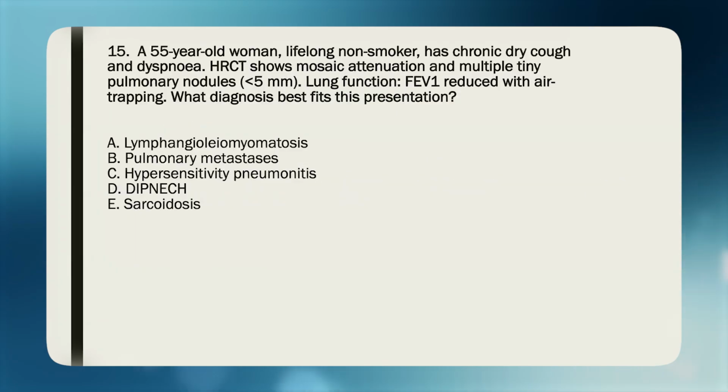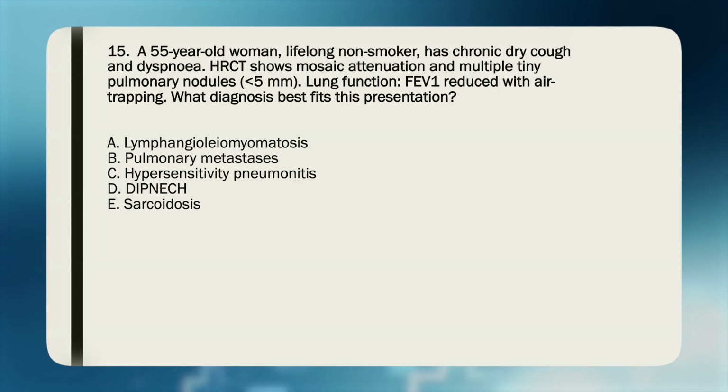A 55-year-old woman, lifelong non-smoker, has chronic dry cough and dyspnea. HRCT shows mosaic attenuation and multiple tiny pulmonary nodules. Lung function is reduced with air trapping. What diagnosis best fits this presentation?